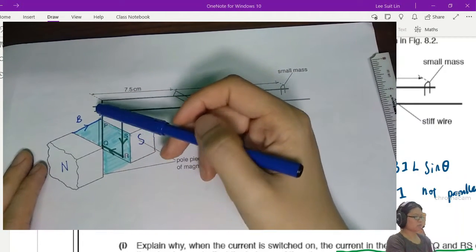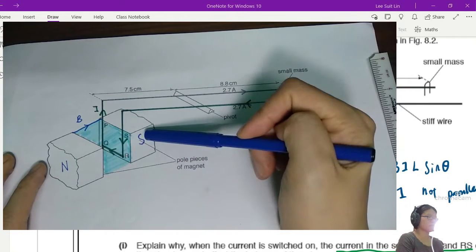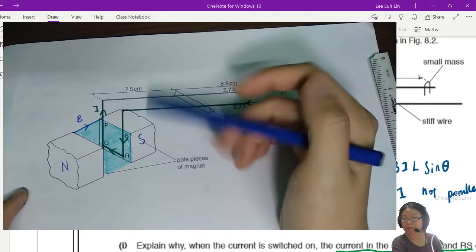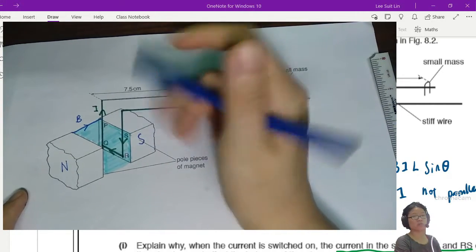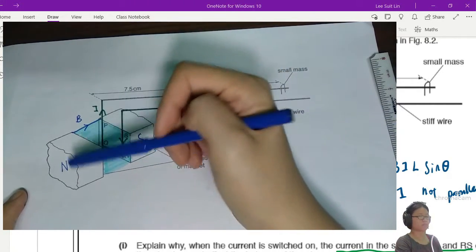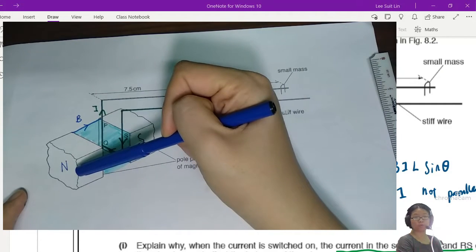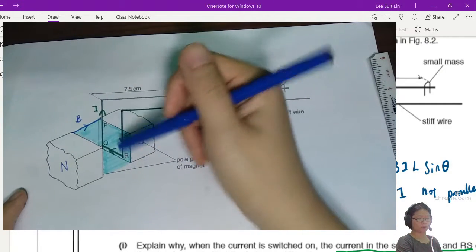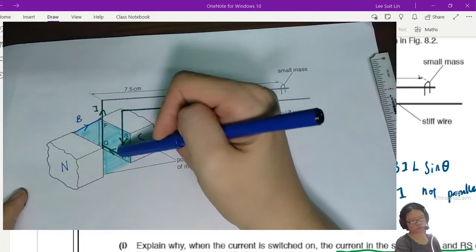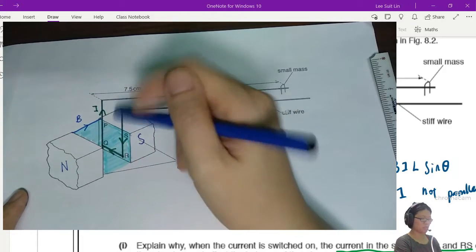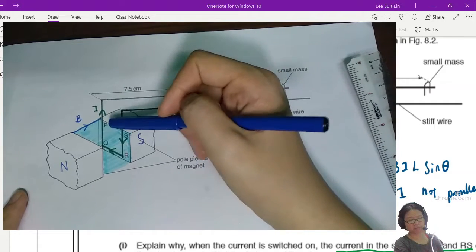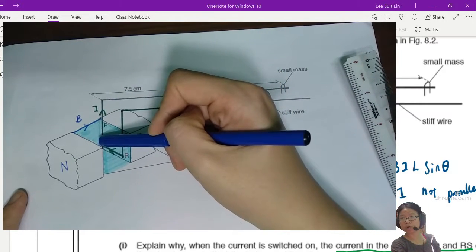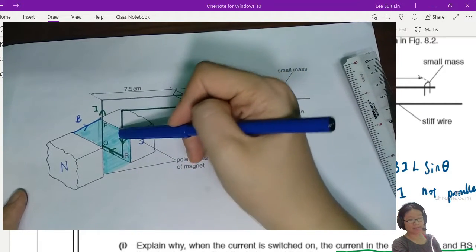So you can see that I've labeled this as north and south. If it's a normal class, I would actually ask you to suggest the direction of the magnetic field, to show you that it doesn't really matter whether it's north pole, south pole, or south pole, north pole. The reason for showing you this diagram on this piece of paper is for you to determine the direction of forces on the sides PQ, QR, and SR.